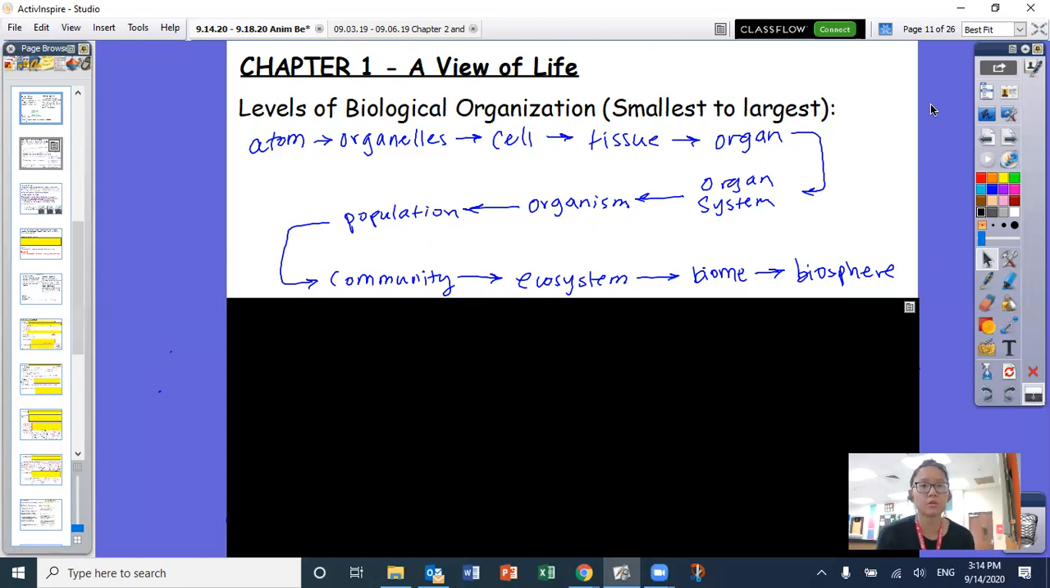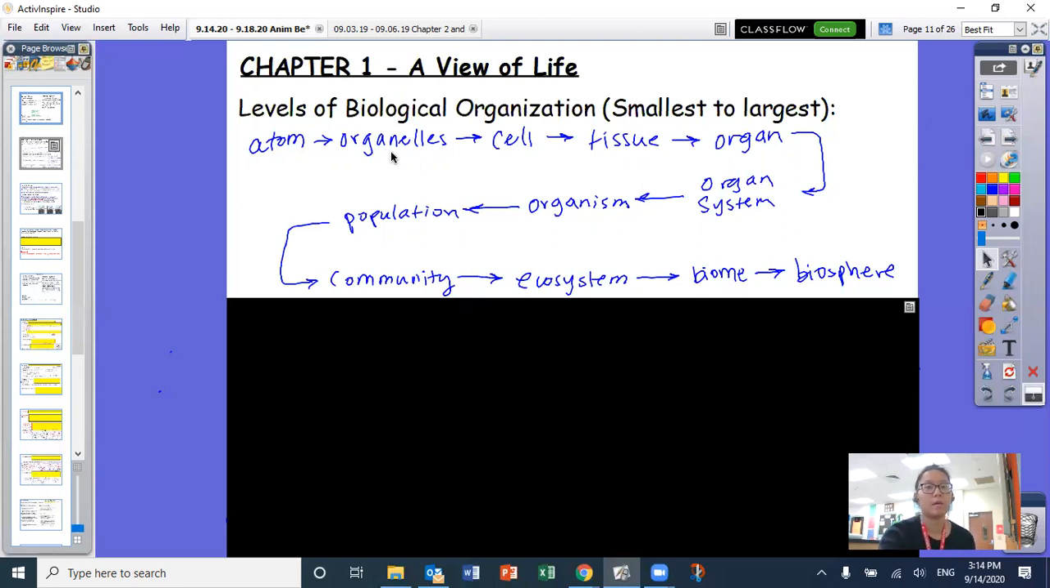So the smallest one is an atom, right? That's the smallest individual particle that has an identity. And when you have a bunch of atoms together, then you can get organelles. Now, that's not to be confused with organs because organs are things like your stomach and your intestine and your skin, right? Those are a lot bigger scale. We're still on a microscopic scale right now. In fact, this is almost on an electron microscopic scale, which is even smaller than the typical microscope you'll be using in class. When you have a bunch of organelles and they work together, they are in a cell, okay?